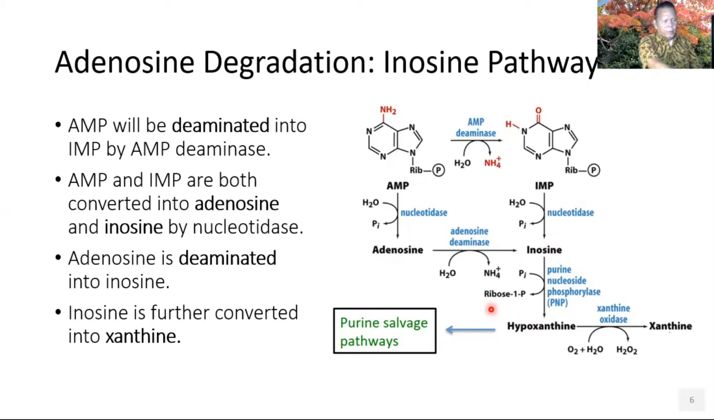So let's review once again this adenosine degradation pathway. AMP will be deaminated into IMP by AMP deaminase. IMP and AMP are both converted into adenosine and inosine by nucleotidase. Adenosine is deaminated into inosine, and this inosine is further converted into xanthine.